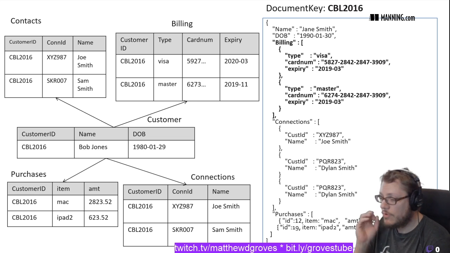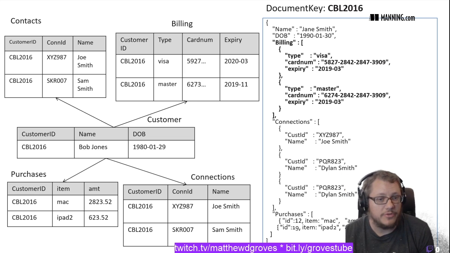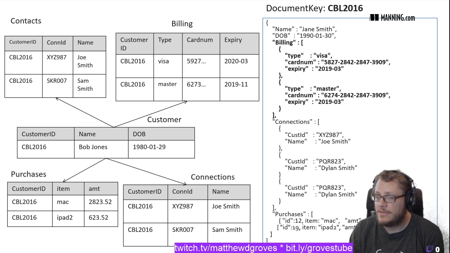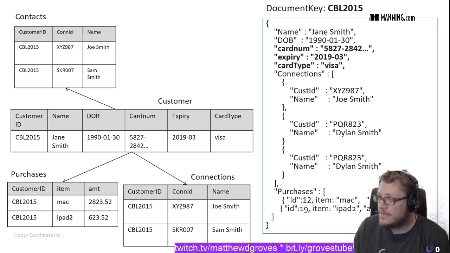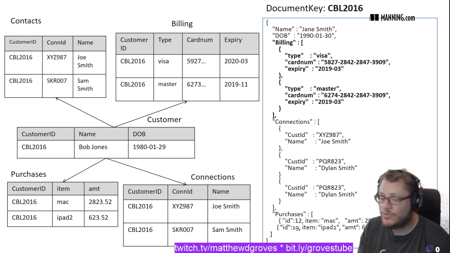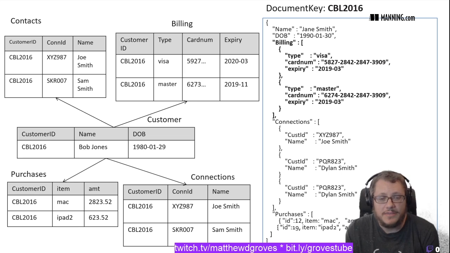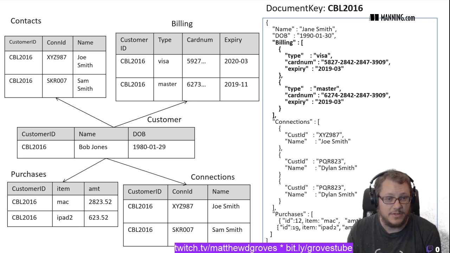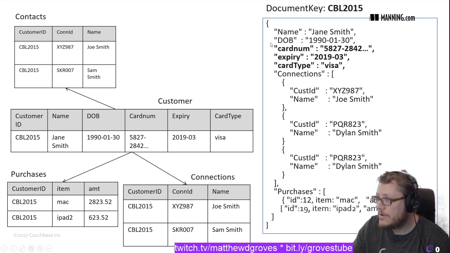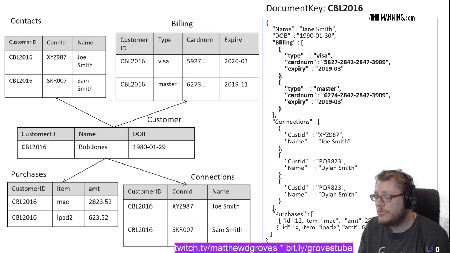Now, one thing I want to point out here, one key difference between these two, and this is something that may make you uncomfortable if you're used to relational data, or you're used to the schema being enforced by the database, is that this document here is CBL 2015. This one is CBL 2016. So they both say Jane Smith, but kind of ignore that. It should be Bob Jones here, shouldn't it? Yeah, it should be Bob Jones. But they're 2 different documents. They live in the same database, though. So this one has the card number at the root, and this one has the card number inside an array. Those both can live side by side.